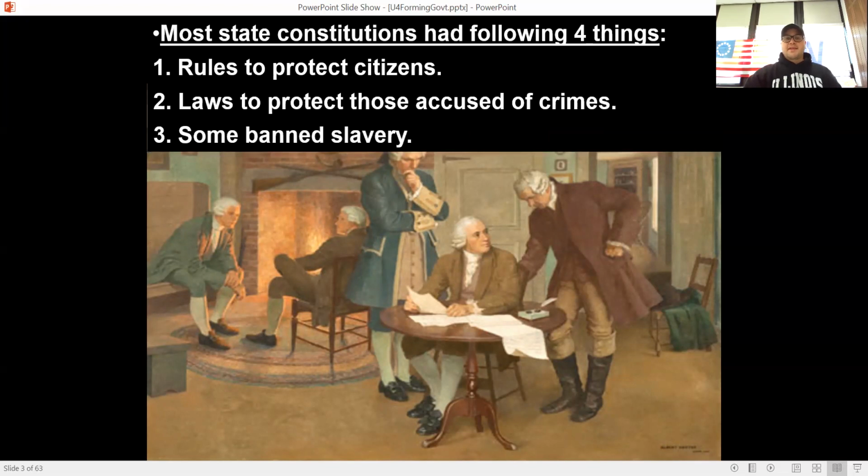The third is that some states are going to ban slavery. This is mostly going to be seen in the northern states such as the New England territory, because they do not rely heavily on free labor. Some states such as those in the South are going to allow slavery not only within their borders, but some of them actually allow it within their state constitutions.